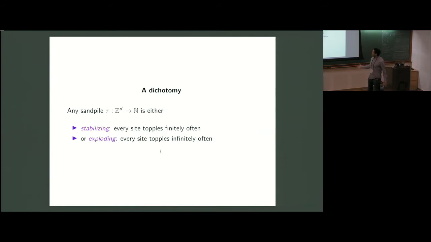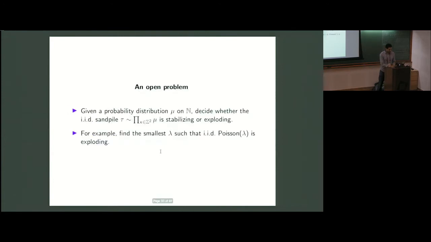So, one thing you could try to do, given this dichotomy that we've seen, is classify backgrounds. Some backgrounds will be stable, but if you perturb them by just adding 1 chip or 10 chips or some finite number of chips, they will become exploding. Right? And you can do that with deterministic backgrounds, and you can also ask these questions for random initial configurations of sand.